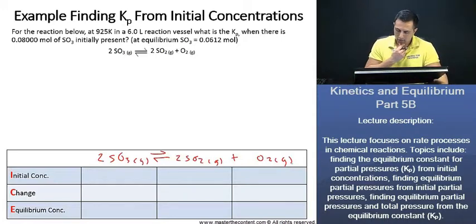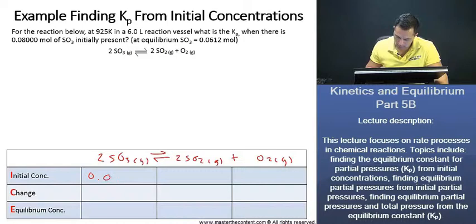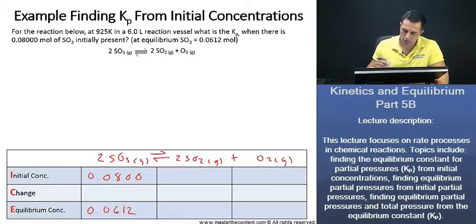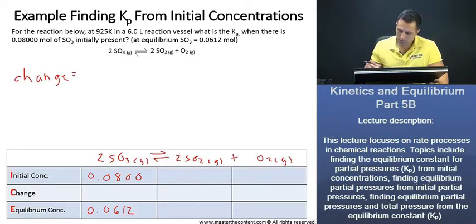Okay, great. So our initial amount of sulfur trioxide, they tell us, is going to be 0.0800. And we also know the amount of sulfur trioxide present at equilibrium. That's going to be 0.0612. Now, how do we find the change? Oh, and also we don't really have any sulfur dioxide or oxygen present initially.